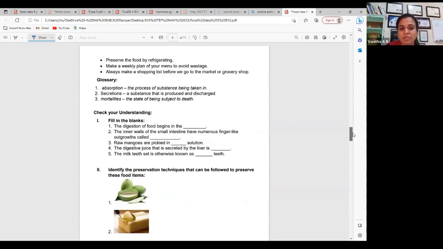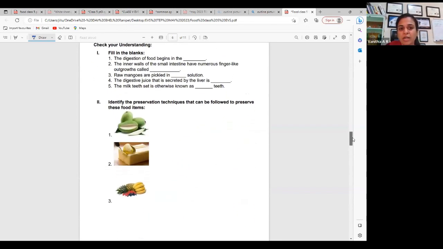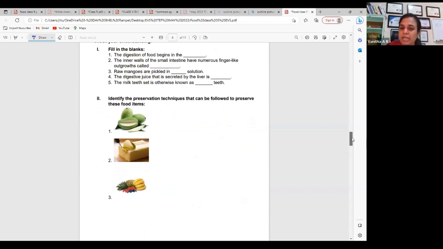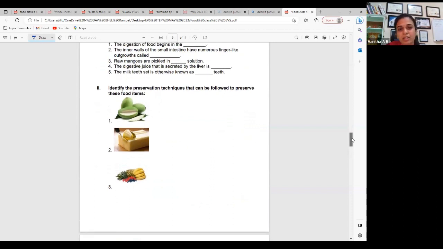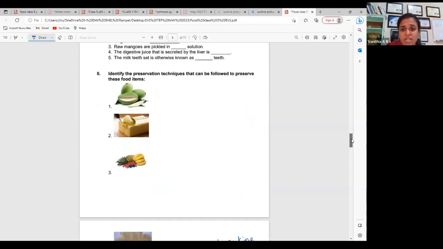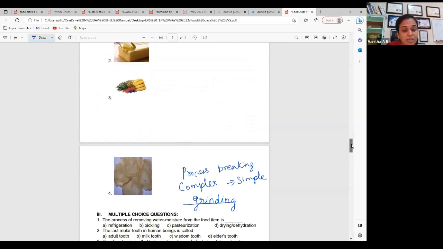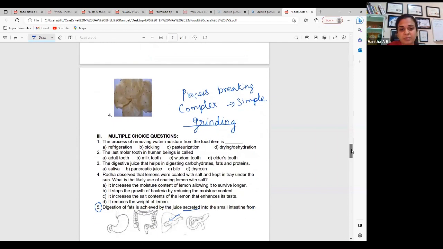I'll just give you a glimpse of it. This is what we have prepared. Identify the preservation techniques. There's a raw mango. They can write pickling. They can write drying, and then butter, refrigeration, fruits, jam, drying also, and then papad, sun drying.